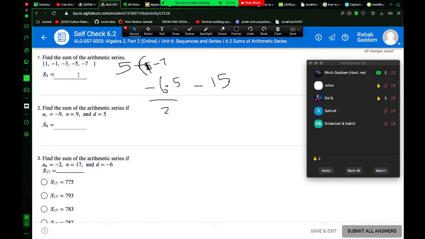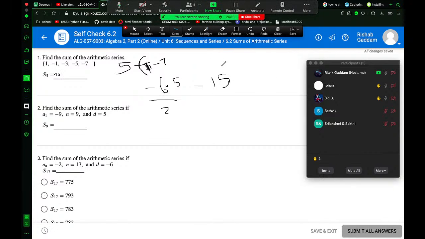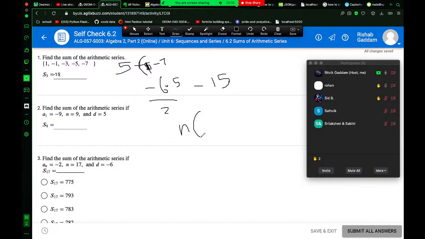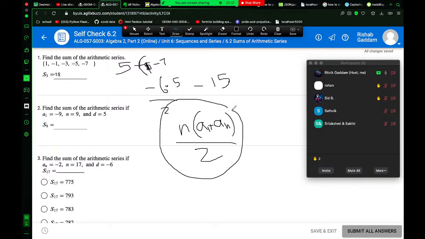Wait, I forgot the formula for the sum. What was the formula for that? What is the formula for this? I was just about to write it down. So it was n times a1 minus a n. Was it? Yeah, maybe. Oh, yeah, it was. And then there was 1 over 2. This was the formula that Rohan used.